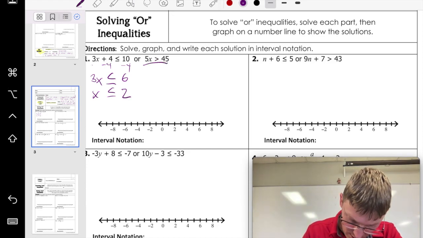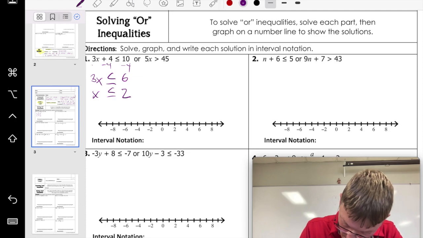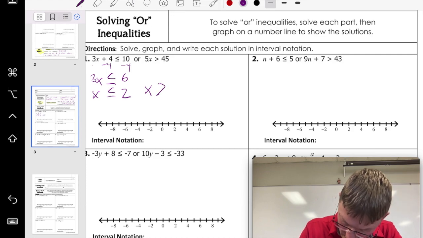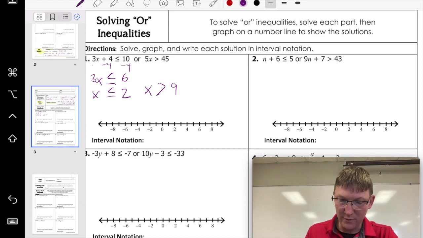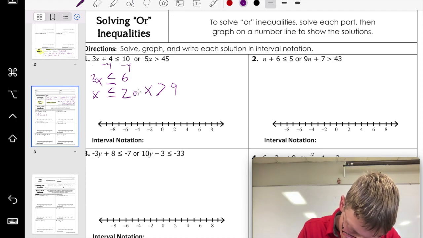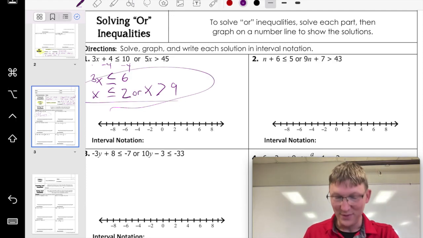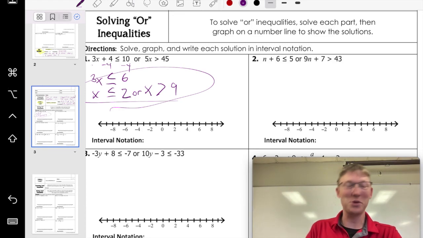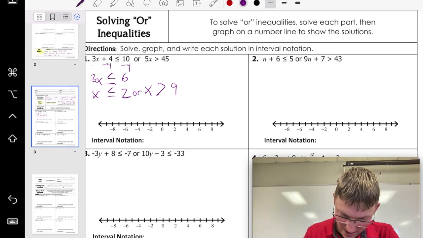Okay, so over here, we'll just divide both sides by 5. We get x is greater than 9. 45 divided by 5 is 9. So then you put your little or. There's your answer. Okay, not quite. We're not quite done yet.